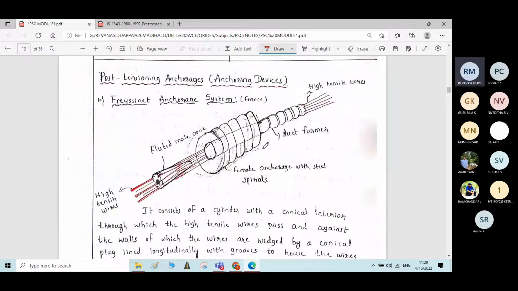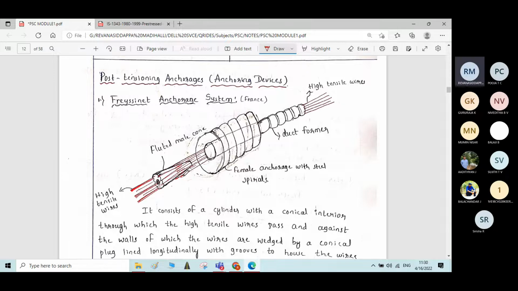That is the Prestressed anchorage system. It was developed in France, and it is the most commonly used method in pre-stressing systems.